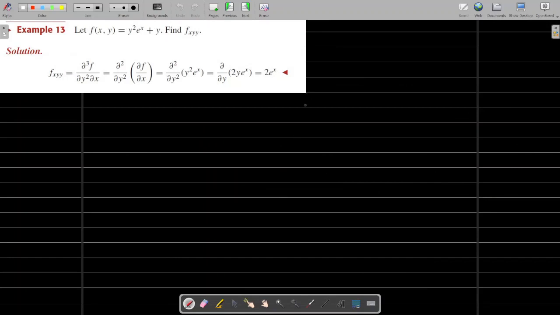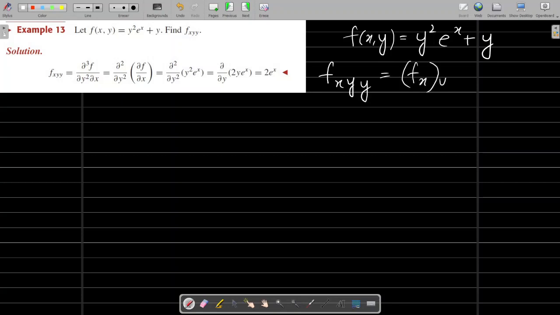Now let's look at another question. We have a function f(x,y) = y²e^(x+y), and you are asked to find f_xyy. This notation may be a little confusing, but you must understand what f_xyy is. You first partially differentiate with respect to x, then differentiate with respect to y, and then again with respect to y. That is how you will arrive at f_xyy.